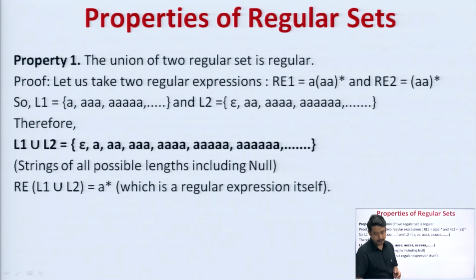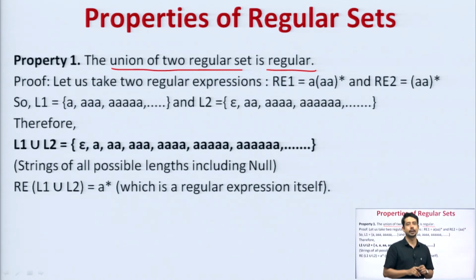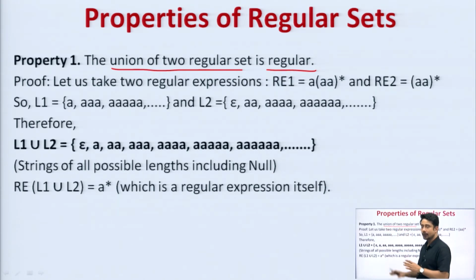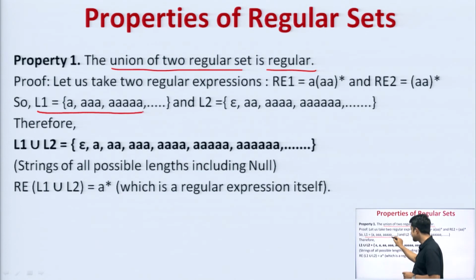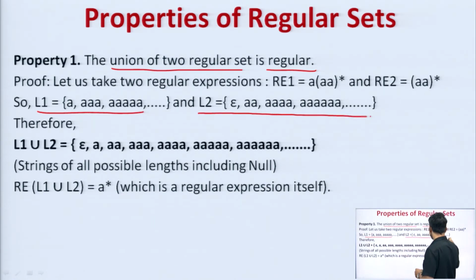The first property says that the union of two regular sets is always regular. The same explanation or proof I have taken by using an explanation of particular languages. So, I have taken two languages, this is one language and this is another language. The first language, how did I get it?